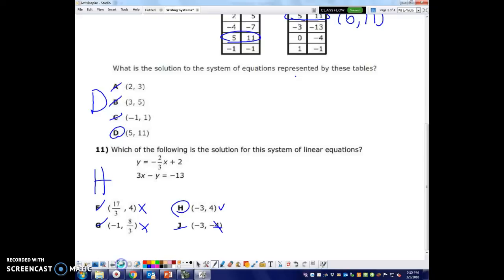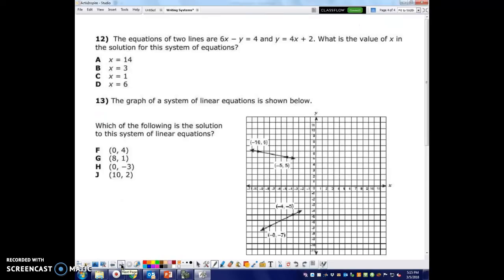Okay, number 12. The equations of two lines are given. What is the value of x in the solution for the system of equations? Okay, so this one's already in y equals, so I'm just going to make this one y equals. Move the x, so we have negative y equals negative 6x minus 4, then divide by that negative. The negative cancels out here, y equals 6x minus 4.